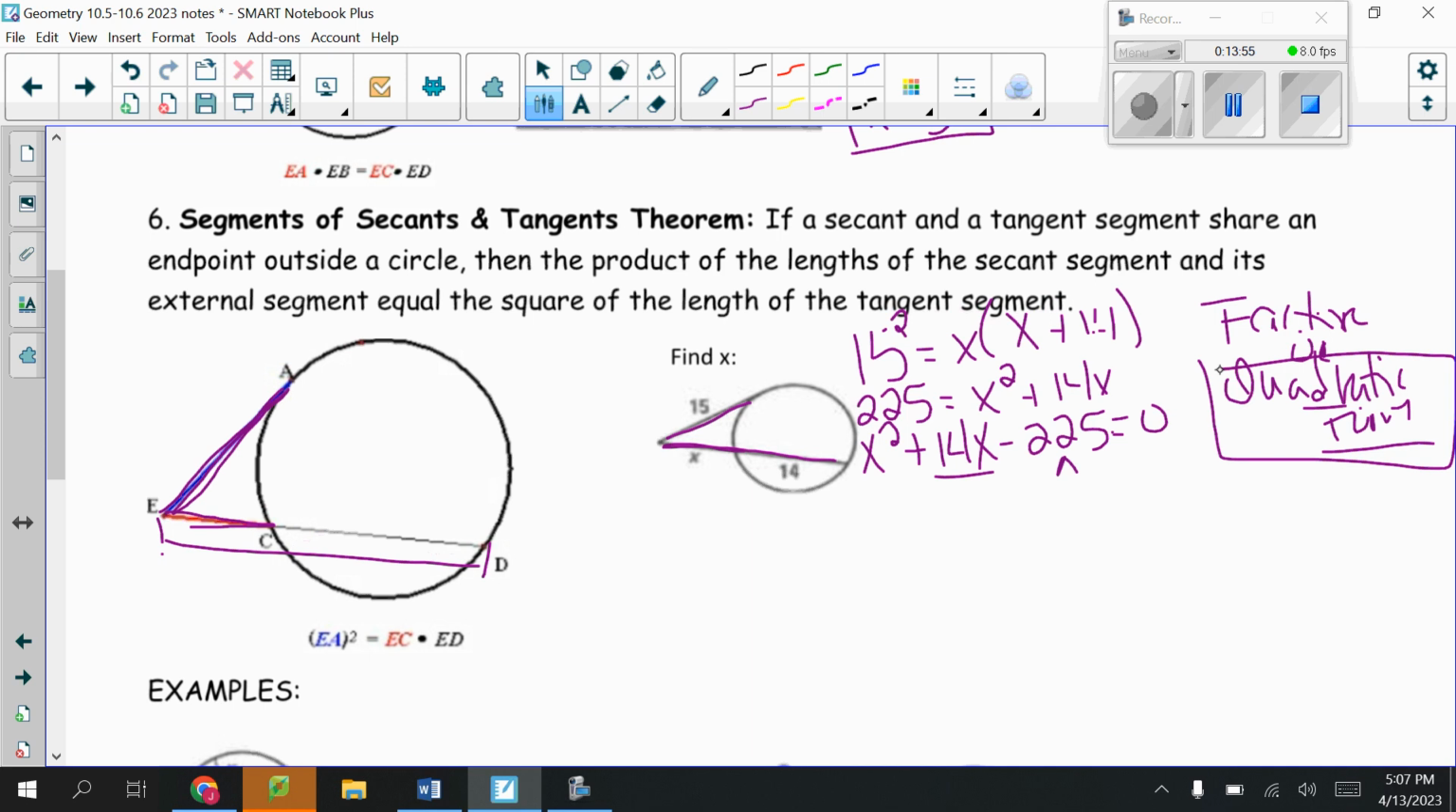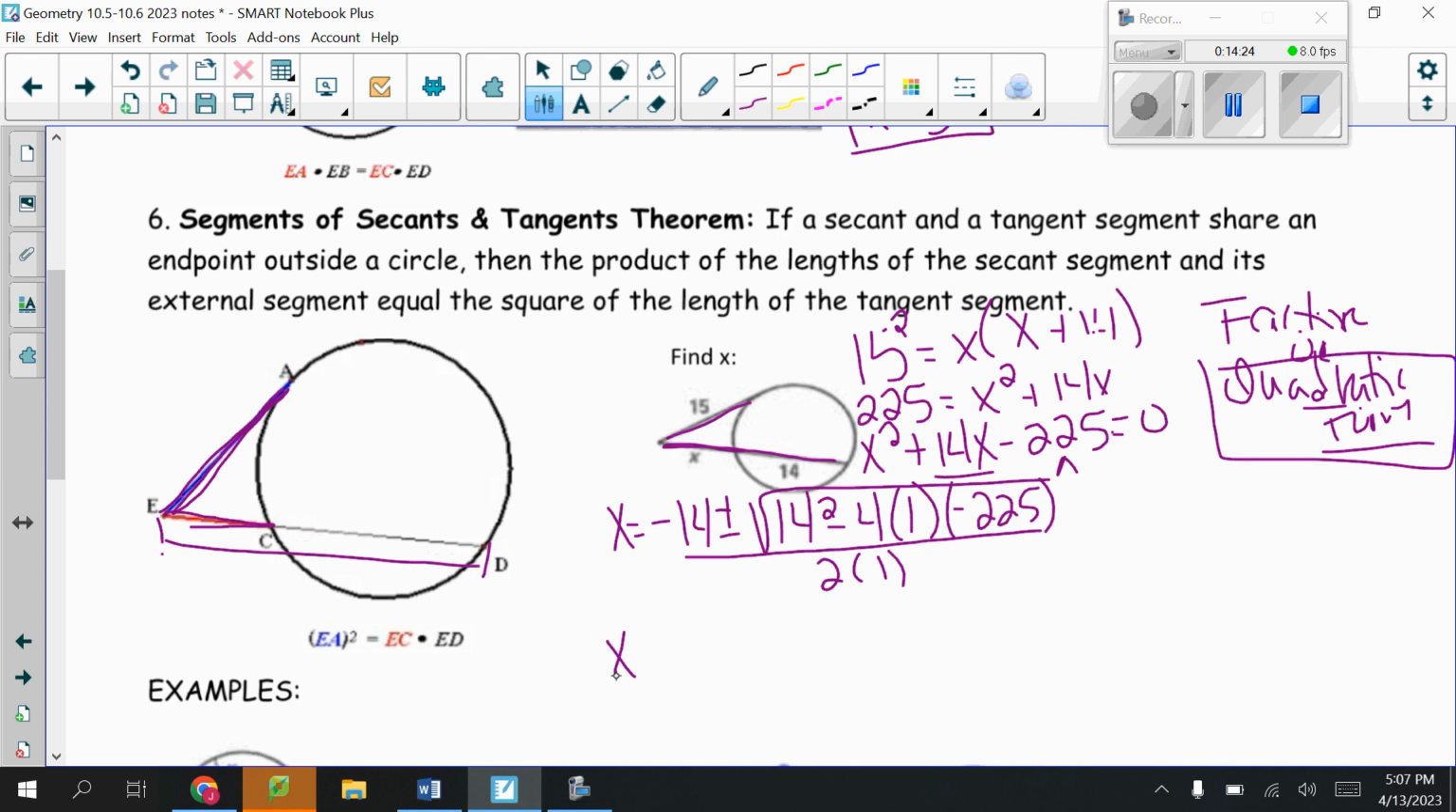So remember, that's negative b plus or minus the square root, b squared minus 4ac, everything divided by 2a. So I'm going to set that up. x equals negative b, so negative 14, plus or minus the square root, 14 squared, minus 4 times my a is 1, my c is negative 225. Everything divided by 2 times my a, which is 1. So now I'm going to start simplifying.